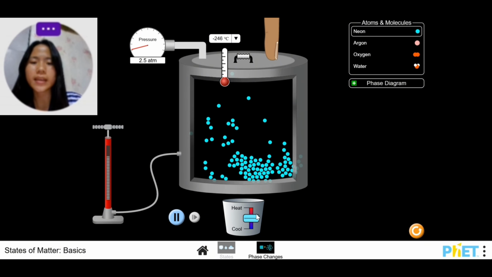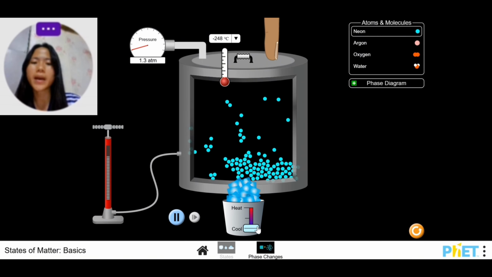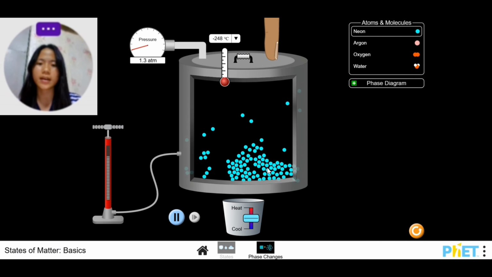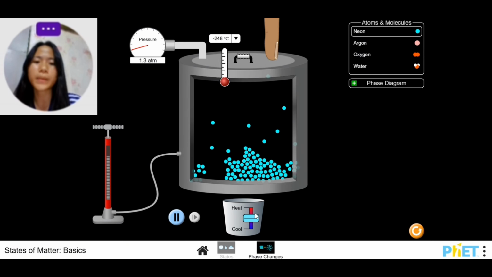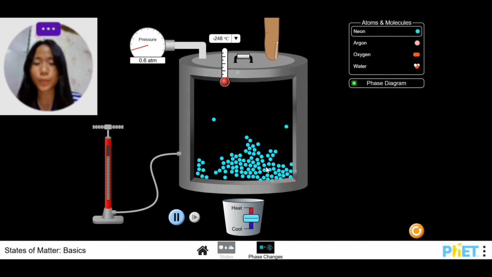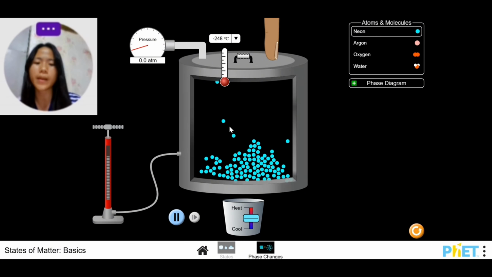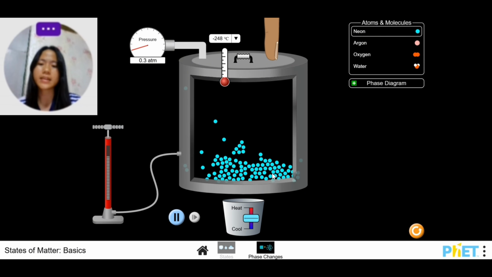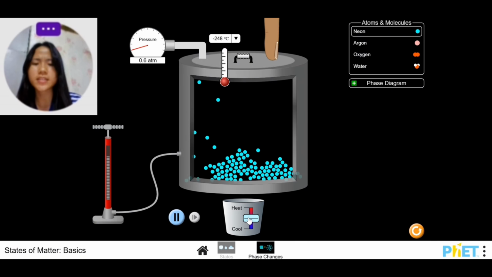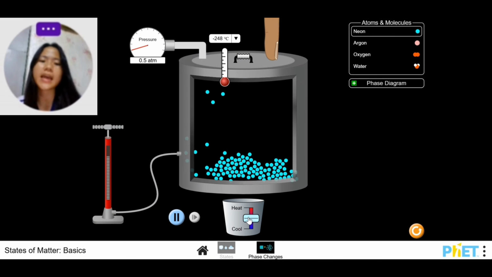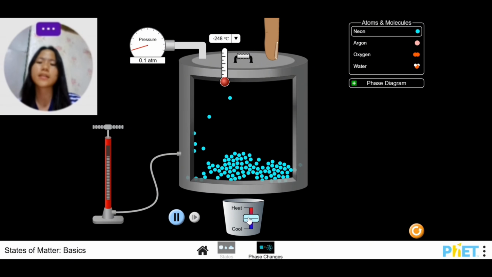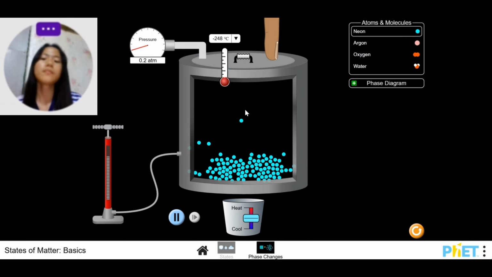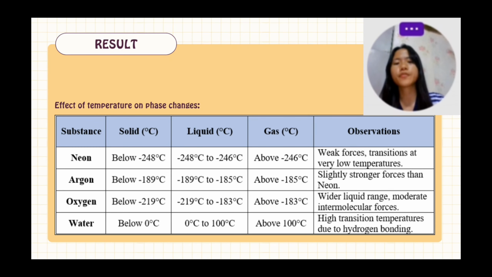As we continue cooling around minus 248 degrees Celsius, neon completely freezes into a solid. The molecules stop moving freely and arrange themselves into a fixed pattern again. This shows how phase changes are reversible and depend entirely on temperature and energy transfer. So, here's a summary of the phase transitions we observed for each substance.